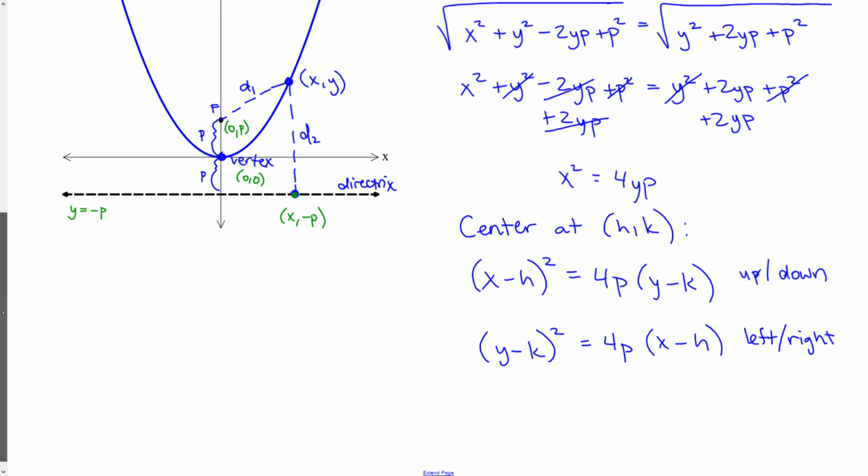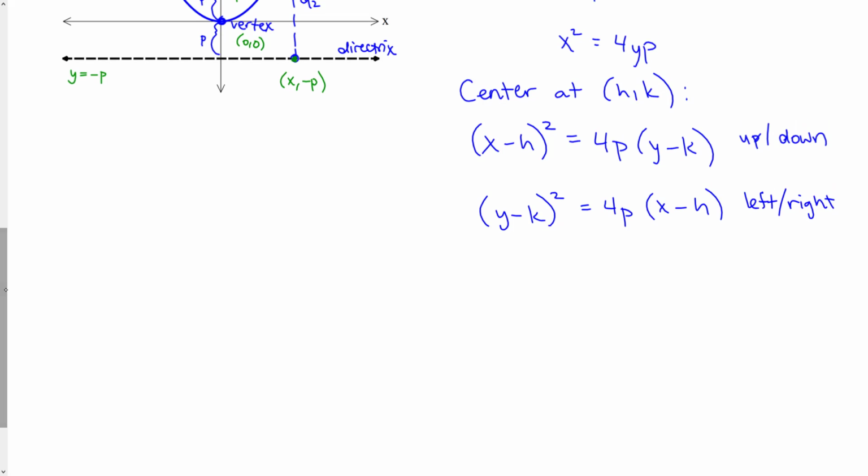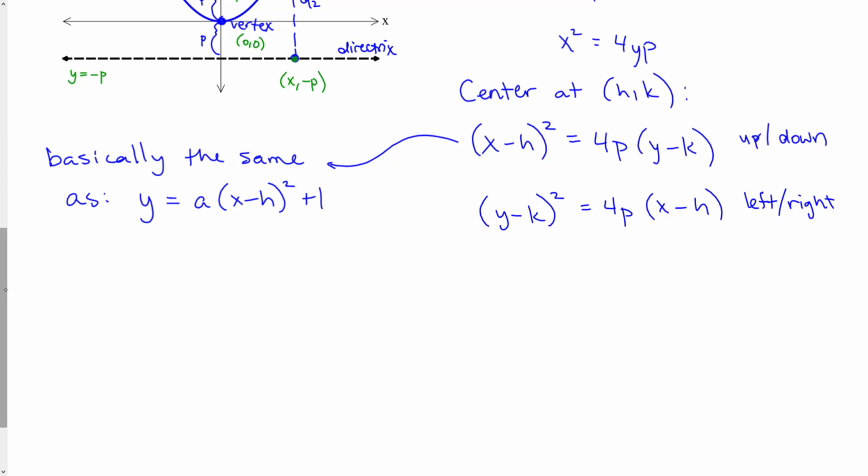Now, this equation that I've just developed is basically the same thing as y equals a times (x minus h) quantity squared plus k, which is the vertex form of a parabola that you've seen in the past.